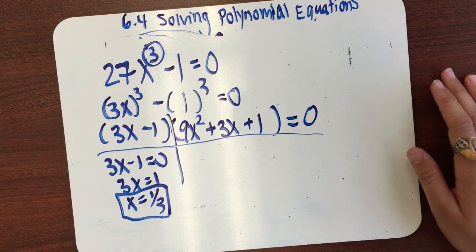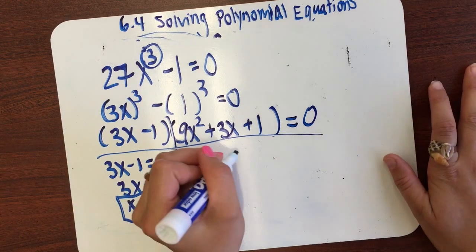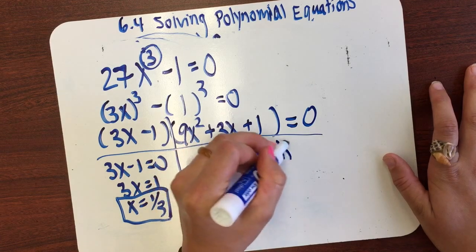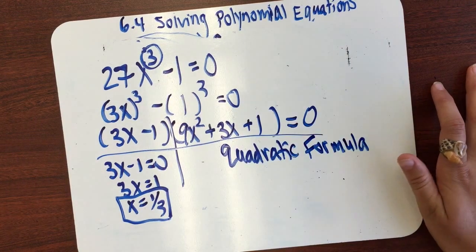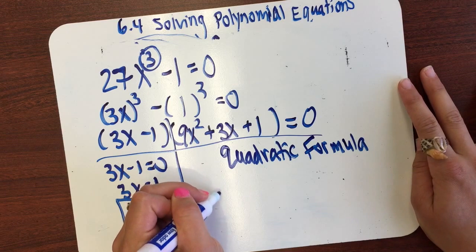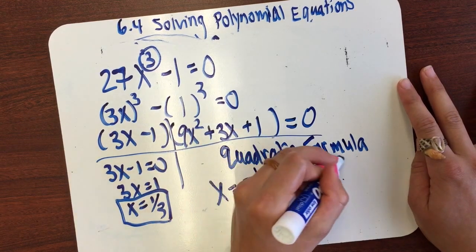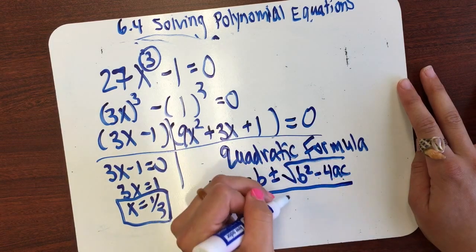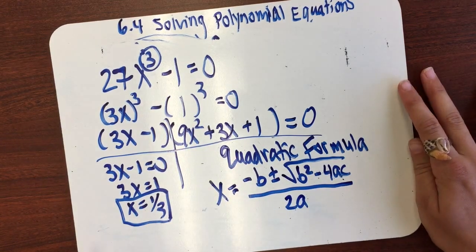So we look to see if this can be factored, and if it cannot, we're going to use the quadratic formula. So if we remember what that is, using the song, x equals negative b plus or minus square root b squared minus 4ac all over 2a. And then we plug that into our quadratic formula.